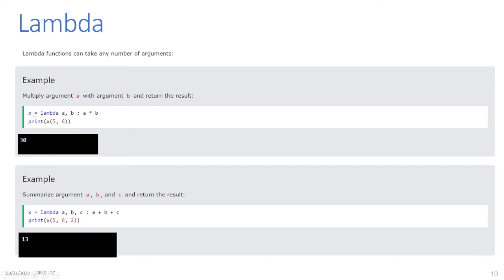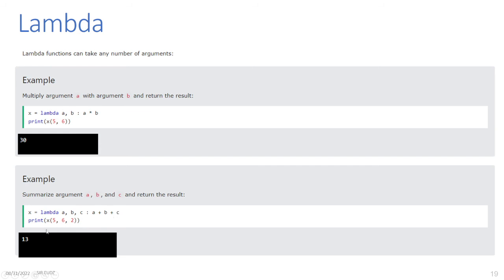So if we print, so that's equal to x. So print x 5 6. So these are A and B, and it returns the product of A and B. So this gives us 30. Summarize argument A, B, and C and return the result. So lambda A, B, C colon A plus B plus C.